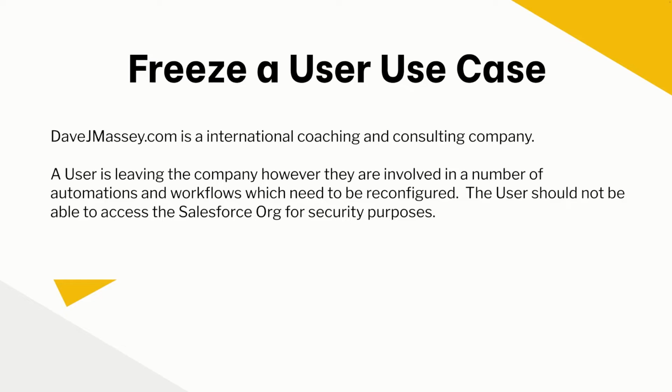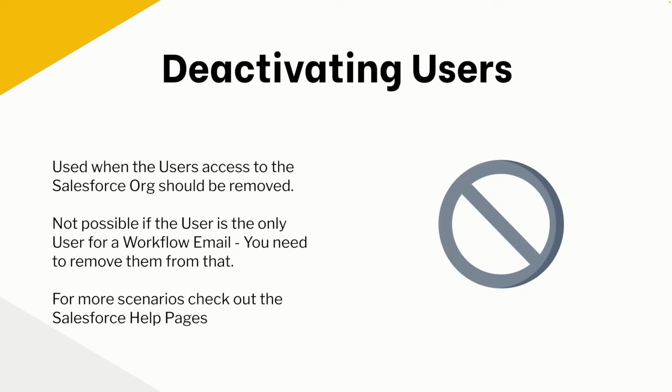So now that we've covered freezing a user, let's have a look at deactivating users. You should deactivate users when they should no longer have access to the Salesforce org. However, sometimes this isn't possible. For example, when the user is the only user for a workflow email, you'll need to remove them from that list. In that case, that's where you would freeze the user first, carry out the maintenance, and then deactivate them. And to deactivate a user, it's really simple. So let's head into Salesforce and we'll cover that now.